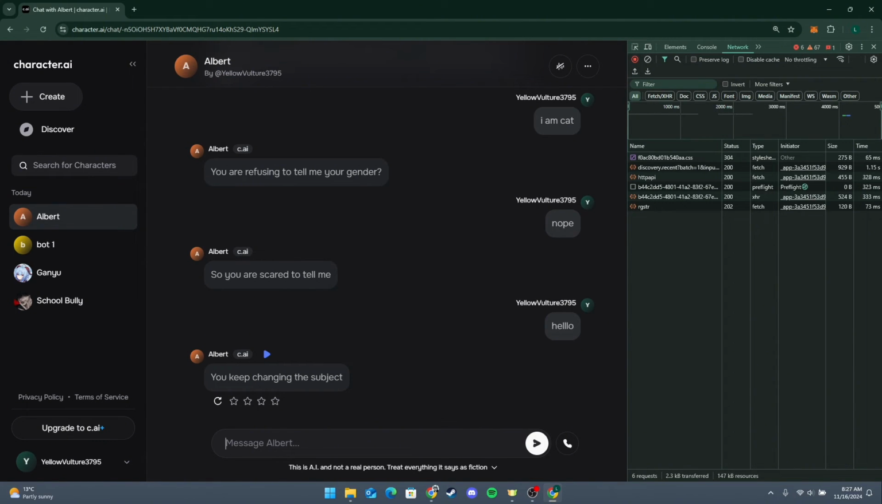This method requires technical skill and may not be officially supported by Character AI. Also, scraping data may violate Character AI's terms of service, so proceed with caution.